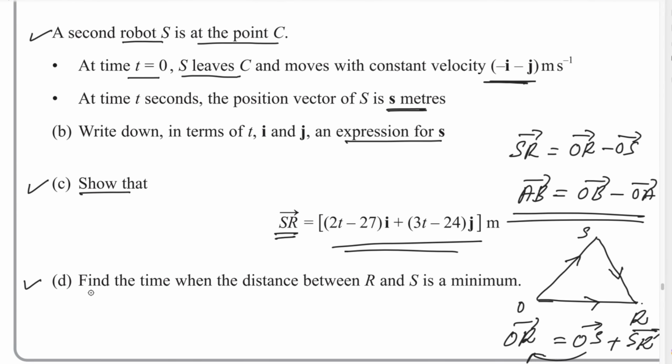Last part of this question: find the time when the distance between R and S is minimum. First of all, you need to find the distance between R and S by using the magnitude of this vector. Then, to get the minimum distance between them, you have to put the derivative of that distance equal to 0. And from there, we will get the time. Got it?